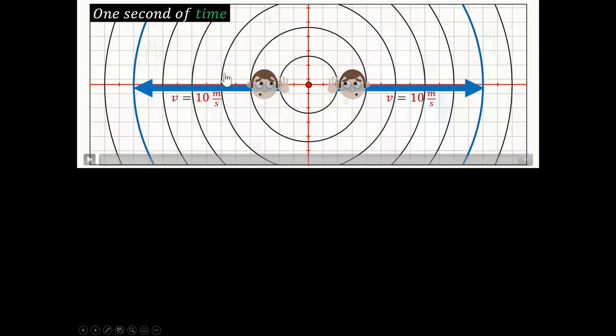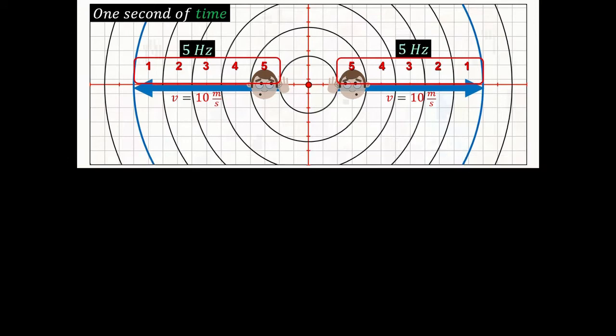So that wave went here to here, which was 10 meters in 1 second. We can see that the wavelength is 2 meters, but also if it goes 10 meters in 1 second, it's only going to take 1/10 of a second to go each little square here. So as that source was emitting its waves, 5 whole waves passed by the observer in 1 second's time, so the observer heard 5 hertz.